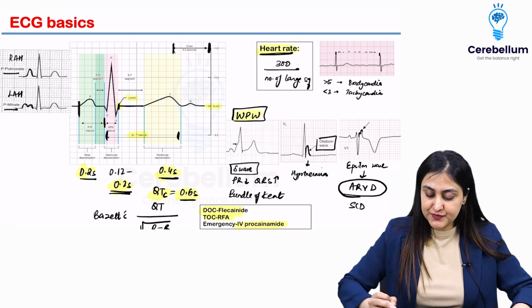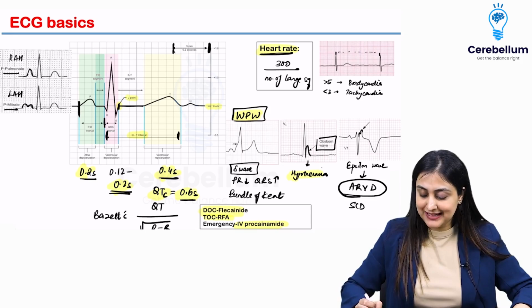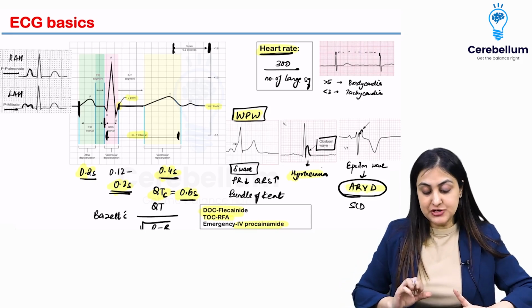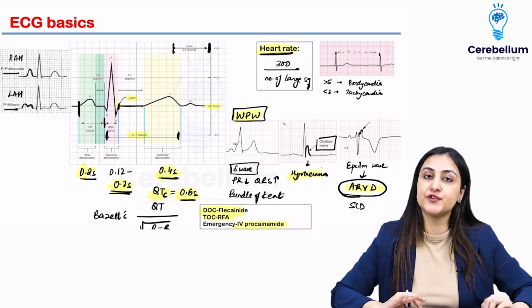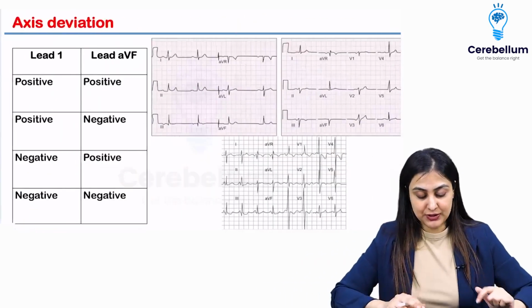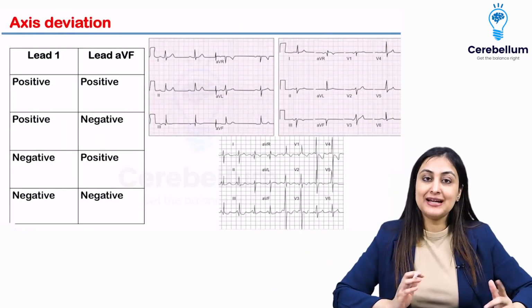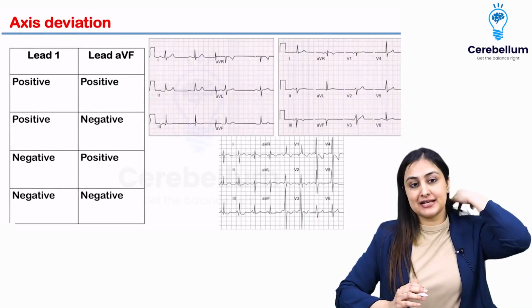So three conditions we've already seen. We've seen how to calculate the heart rate. We have seen two P wave abnormalities, right? So this way, baby step, we're going to gather all of the ECGs. Okay, so this is done. Now let's have a look at axis deviation. How do you calculate axis deviation?